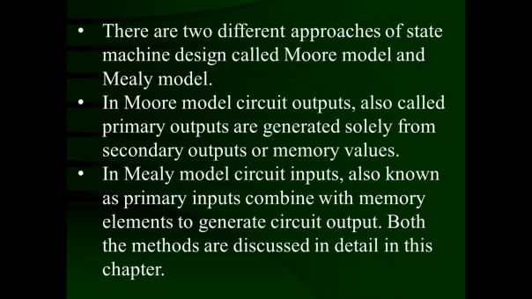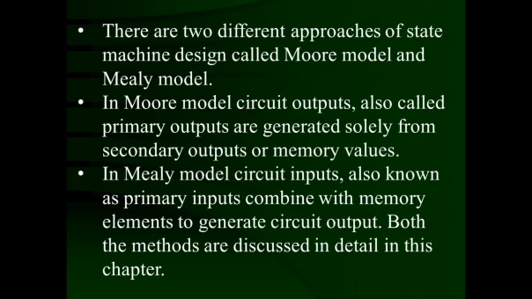There are two different approaches of state machine design called the Moore model and Mealy model. In the Moore model, circuit outputs, also called the primary outputs, are generated solely from the secondary outputs or memory values. One of them is known as the Moore model, and the second one is known as the Mealy model. Both these models we are going to study here, and using both, we will take one example and design a logic circuit for it.